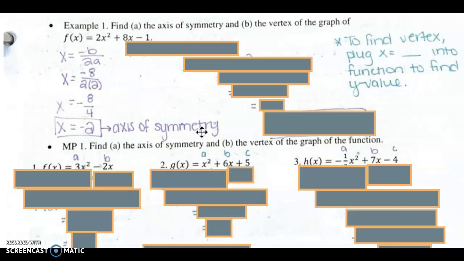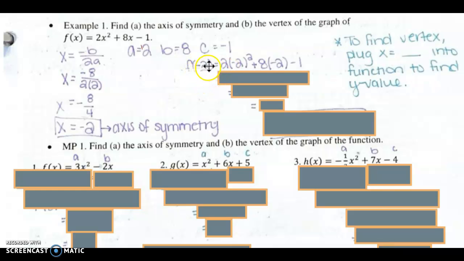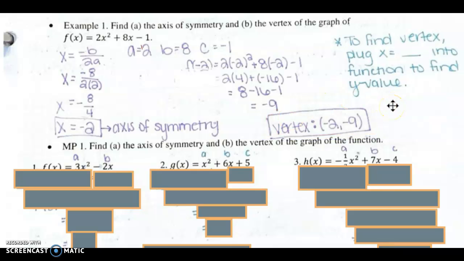So that's part A. To find part B, which is the vertex, we just plug x equals whatever into the function to find the y value. So we take this negative 2 and plug it in for f of x. Those are our a, b, and c values. I forgot to show you that. We plug negative 2 in for our function, and we get 2 times 4 plus negative 16 minus 1, which is 8 minus 16 minus 1, which is negative 9. So your vertex is this ordered pair, negative 2, negative 9. And that's all you have to do for this one.